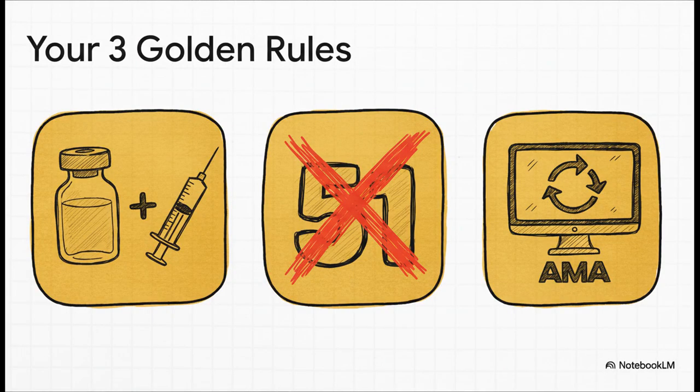So let's bring it all home. These are your 3 golden rules, your trifecta for coding immune globulins. Number 1, product code plus administration code, always. Number 2, never ever use modifier 51 on the product codes. And number 3, the AMA website is your best friend for staying current. If you follow these 3 rules, you'll be coding like a pro in no time.